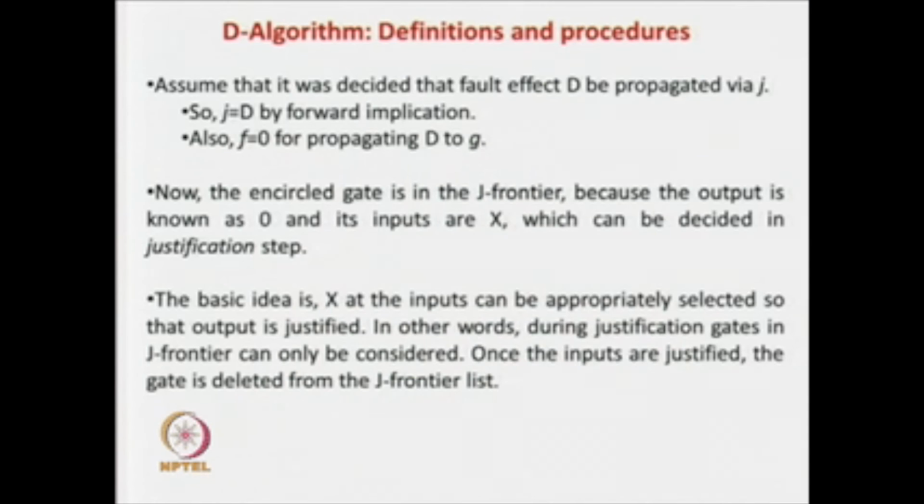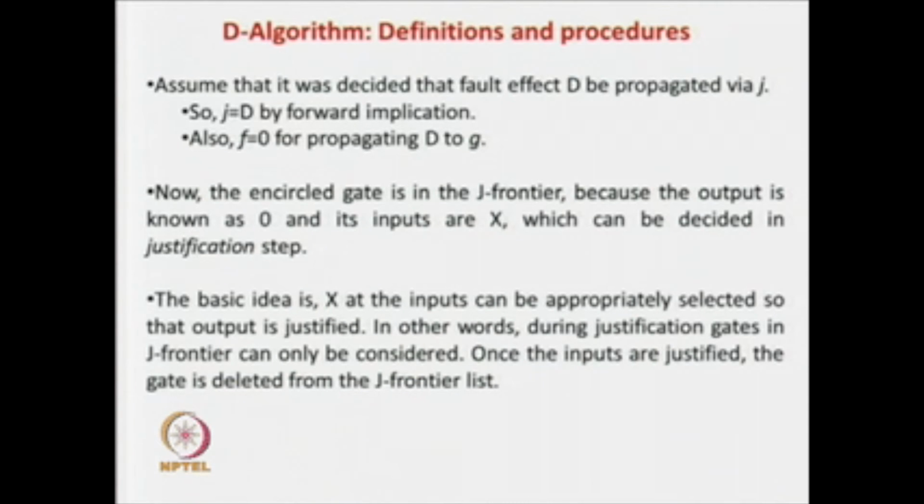So what we do, basically, we propagate the fault to the D frontiers, and then we reach the primary output. Once we have reached the primary output with the fault effect, then we find out which are the gates in J frontier, and then we try to justify using the J frontier. We will take some complete examples in the next lecture, which will allow you to understand the concept better.